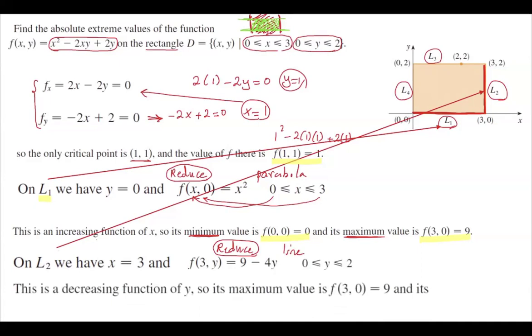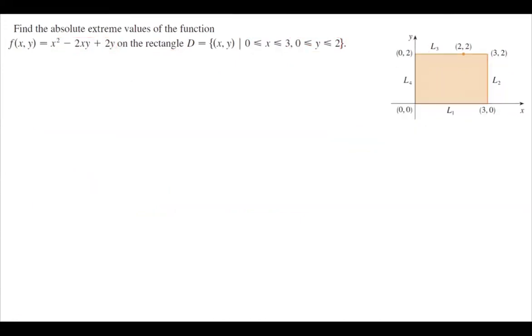For this decreasing line, since the line is decreasing, it takes its maximum value at the beginning. So f of 3 and 0 is 9, and its minimum is at the endpoint f of 3 and 2, which is equal to 9 minus 8, which is 1. So far we're done with L1 and L2. Let us move on to L3 and L4. Let me highlight these as well. So far our maximum value is 9, minimum value is 0. Very good.